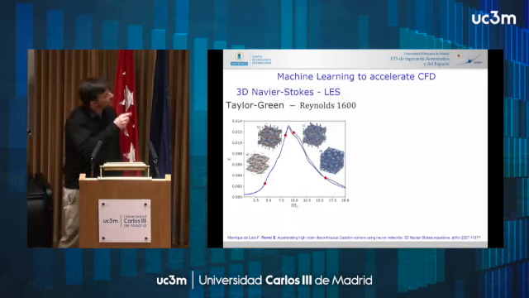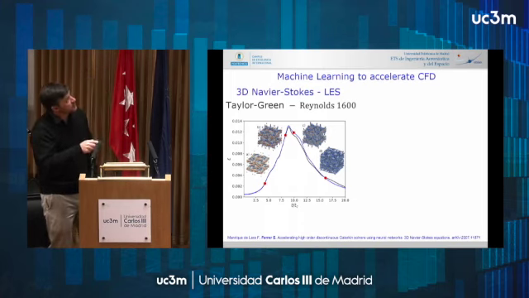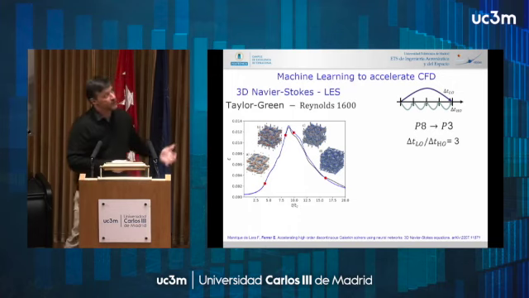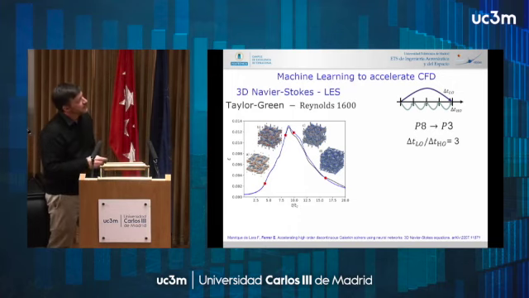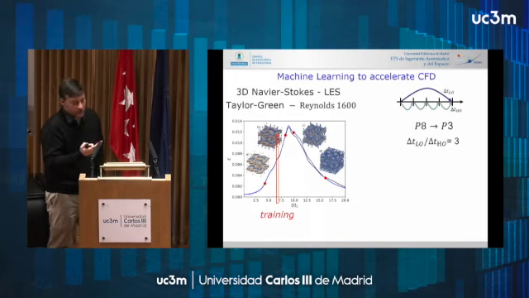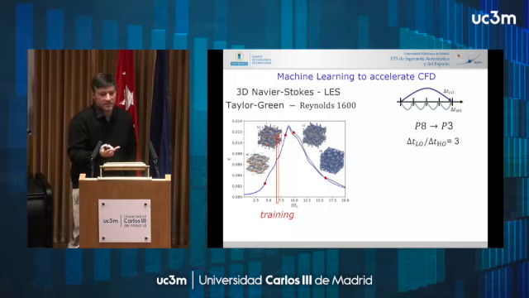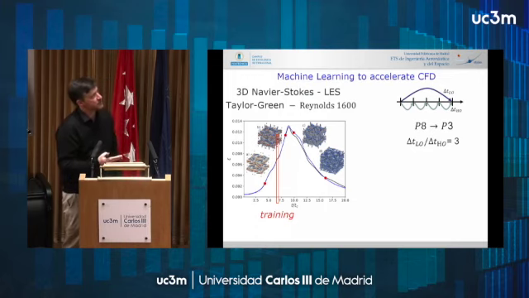I'm going to go back to this evolving Taylor-Green vortex, and I'm going to run a higher order solution P8 and a lower order solution P3, which have a distance in time of 3. So we can advance 3 times faster with the lower order solution than with the higher order. Now, of course, if we have to run two polynomials all the time, there's no advantage whatsoever in doing that. I'm running twice the computation.